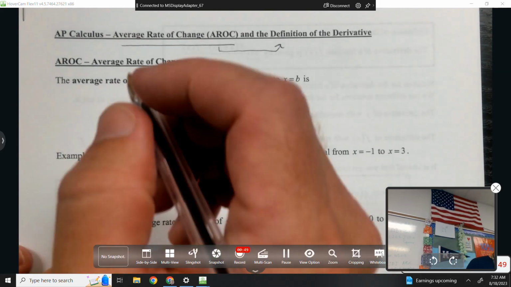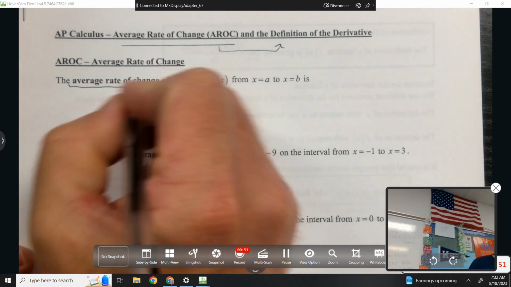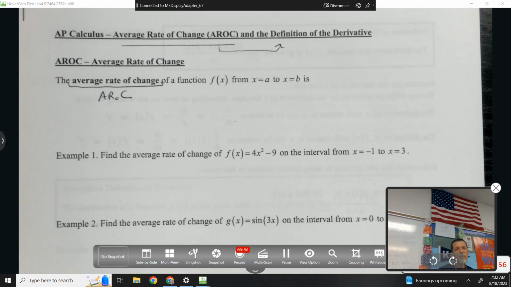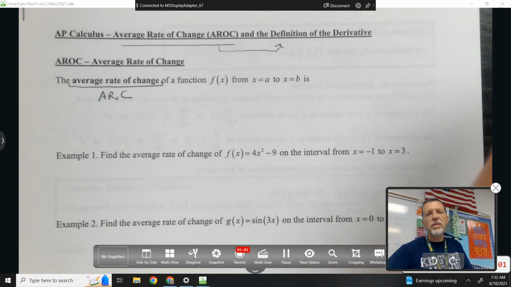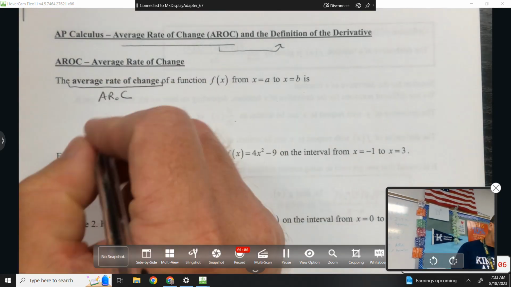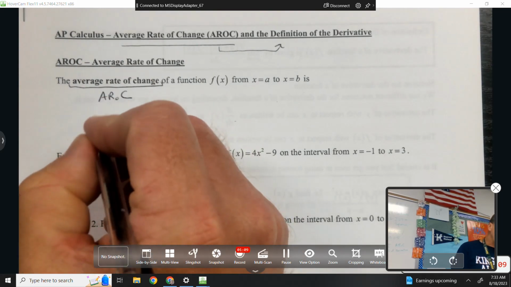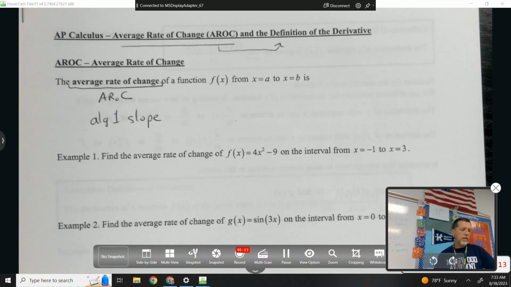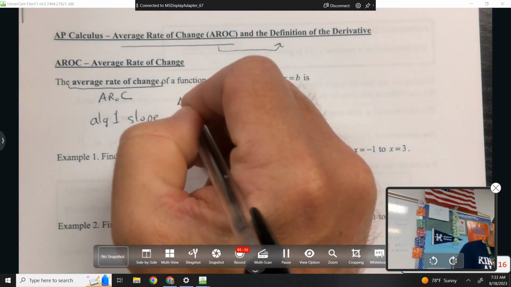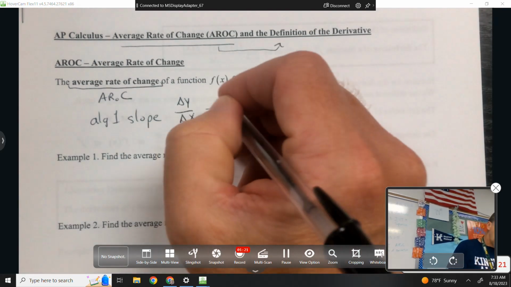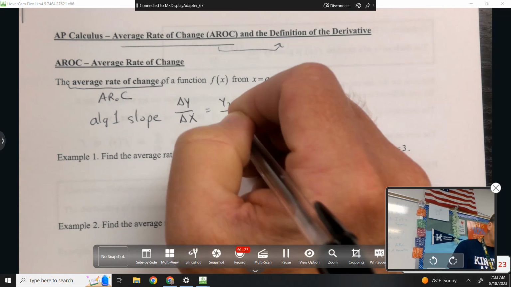So let's remind ourselves what the average rate of change is. Sometimes we'll abbreviate it as AROC. Be careful, that's not a universally accepted abbreviation, so don't use that on the AP test. But I'll know what you're talking about. And again, it's just good old Algebra 1 slope. However you want to remember that. Change in y over change in x. y2 minus y1 over x2 minus x1.